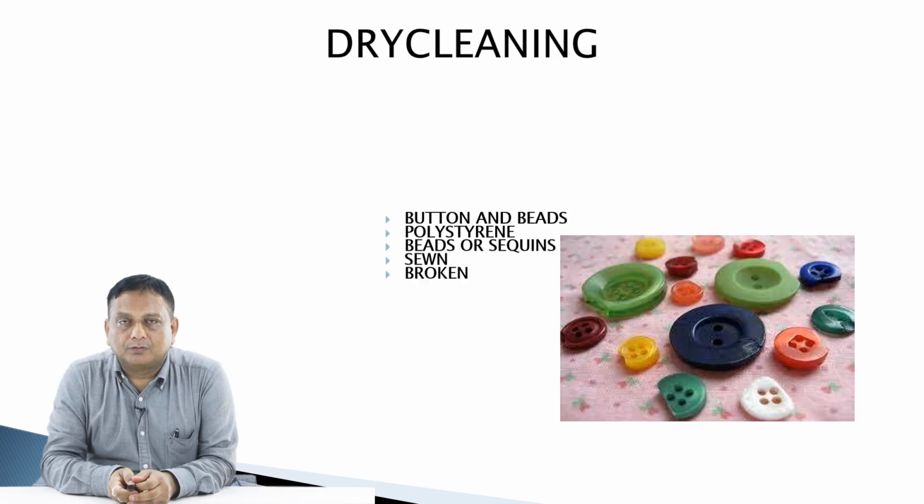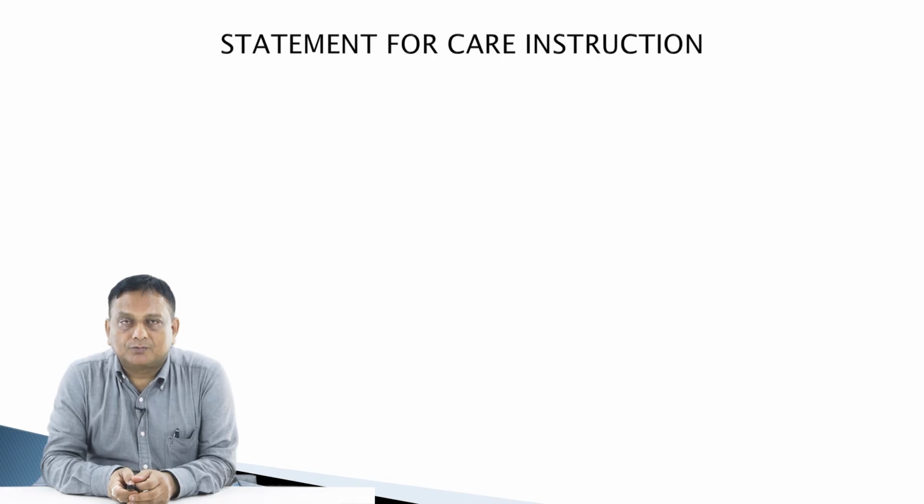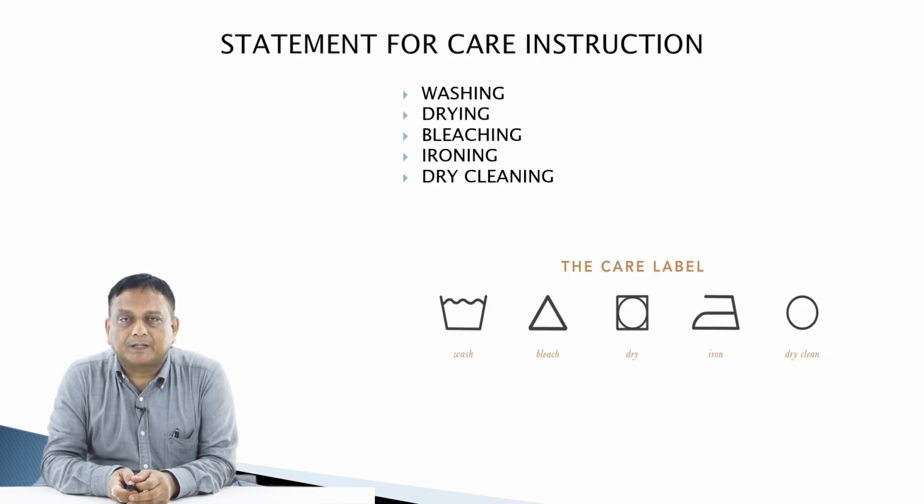Now dry cleaning also is useful for buttons and beads, polystyrene, then different types of beads or sequins, then sewn garment. So all these things are important for dry cleaning operations. Now statement for care instruction, when you are talking, the different care levels are there here: washing, bleaching, then drying, ironing, and finally the dry cleaning. So these are the statement and the sequence of operation in the care instruction.